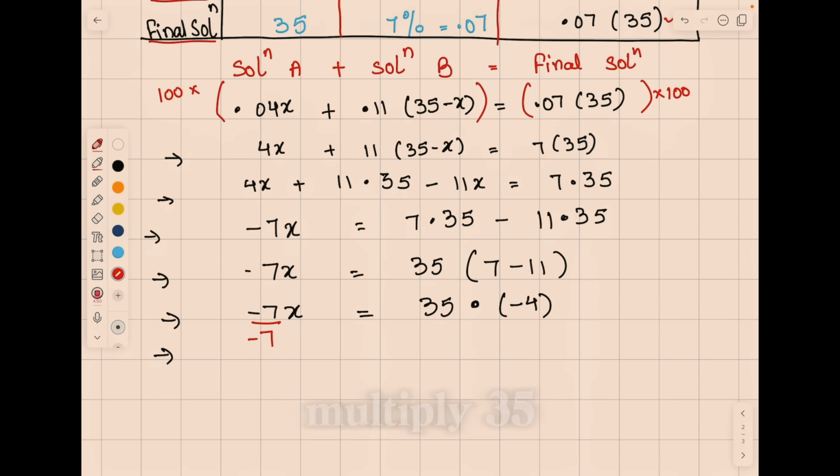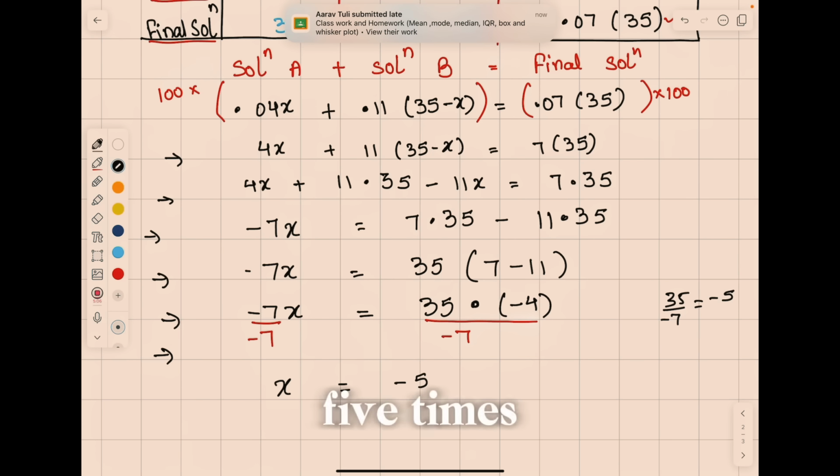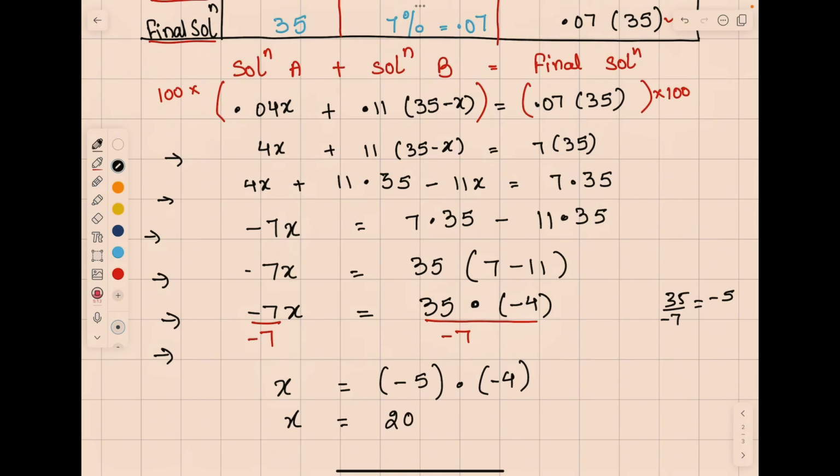Again, I will not multiply 35 and 4, but I will just divide by negative 7 to isolate my x. 35 divided by negative 7 is negative 5. And negative 5 times negative 4 will give me positive 20. So x is equal to 20 gallons.